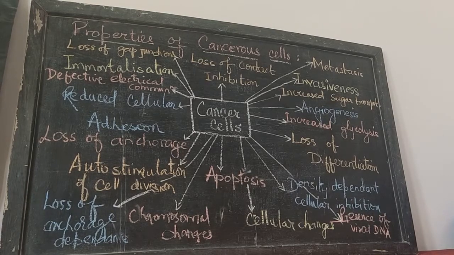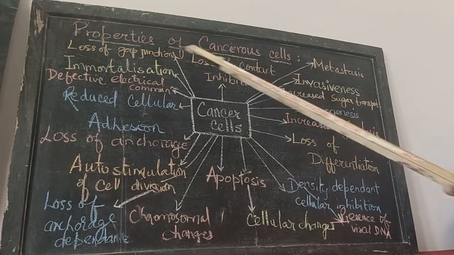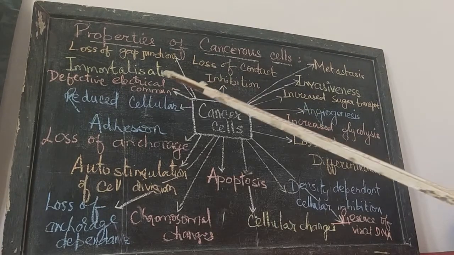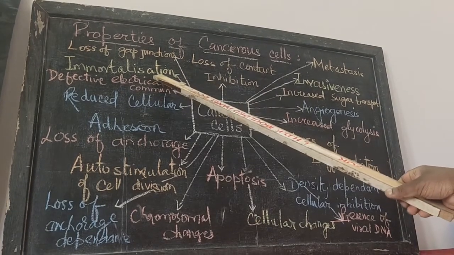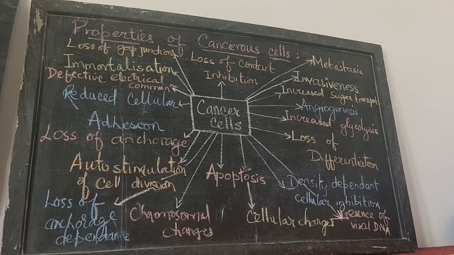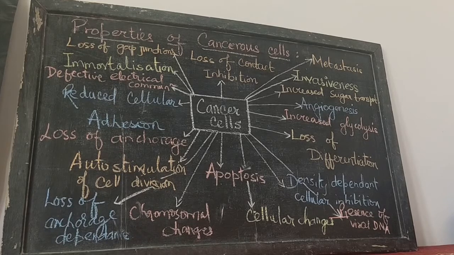Today, we are going to understand properties of cancerous cells. The first property that we shall understand is immortalization, also referred to as the no death stage.